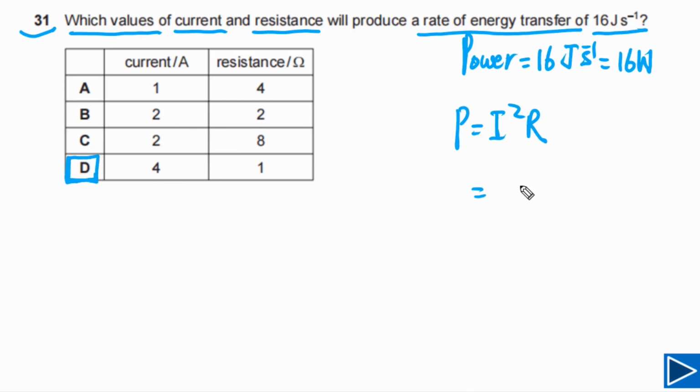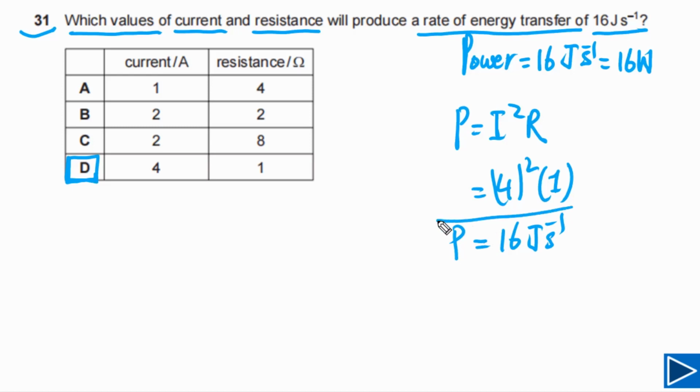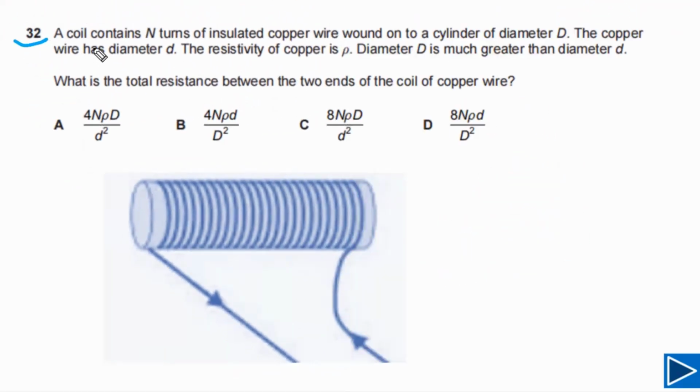If you look at option D, the value of current is given. This is 4 amps and resistance is 1 ohm, and this is simply equal to 16 joules per second. So our answer for this question is D. D is the correct answer.